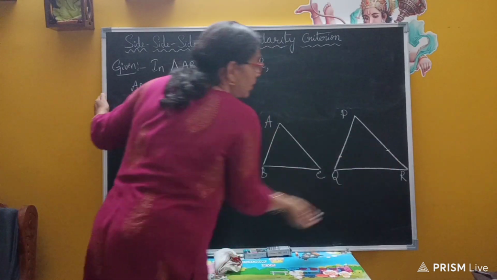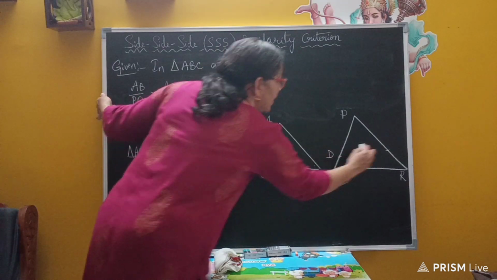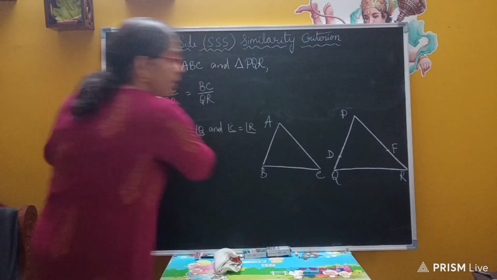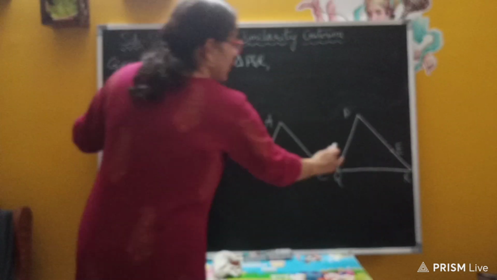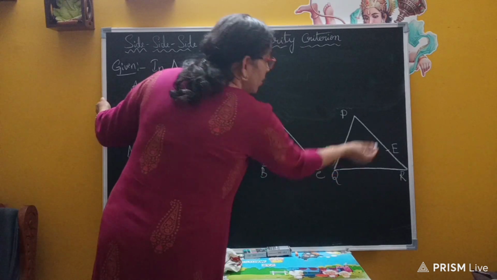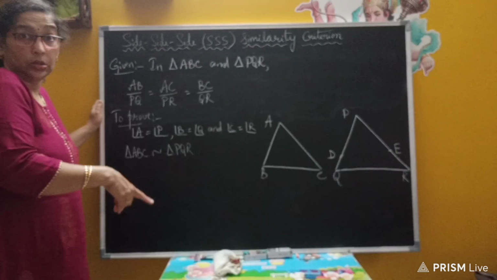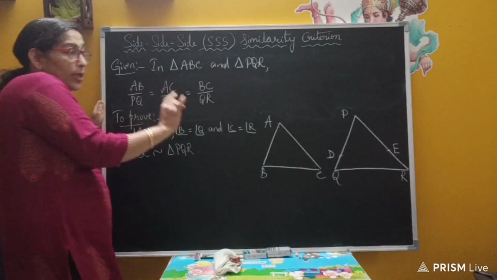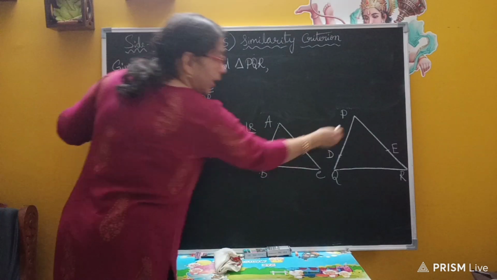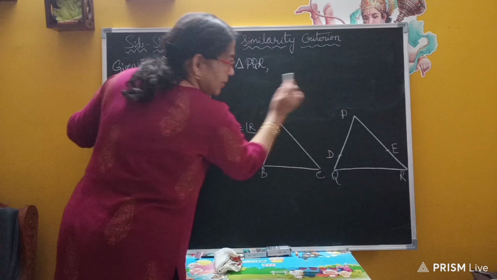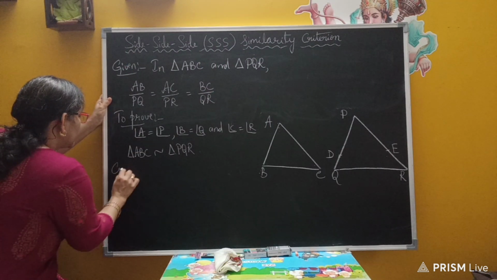2 points on PQ and PR. Let me name these points as D and E. Okay, D and E. These are 2 points. Point D is on PQ and point E is on PR, such that we have to apply some condition. What is that? PD is equal to AB and PE is equal to AC. Okay, so right now it is construction.